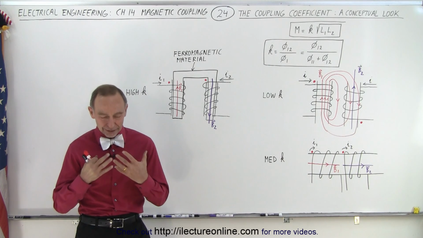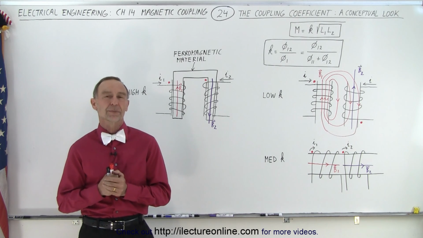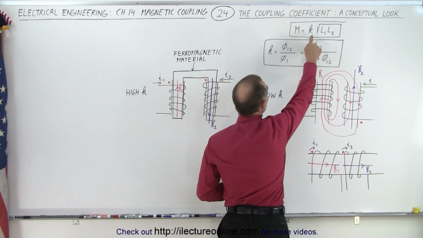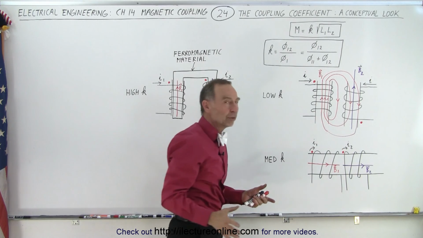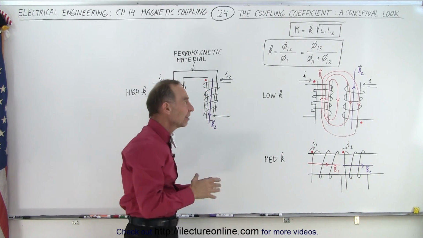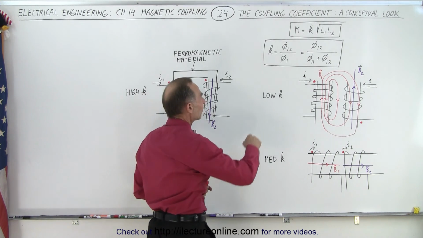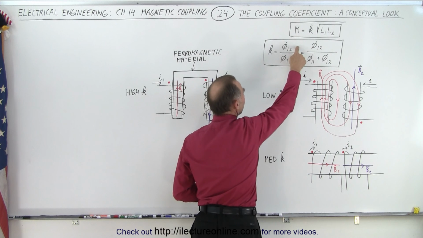Now let's get a better feel for the concept of the coupling coefficient. Now we have an equation for that. We know that the coupling coefficient is used to equate the mutual coefficient to the square root of the product of the self-inductance.